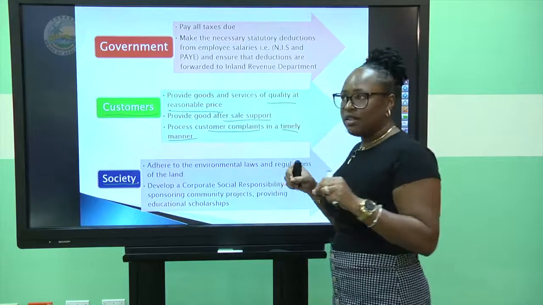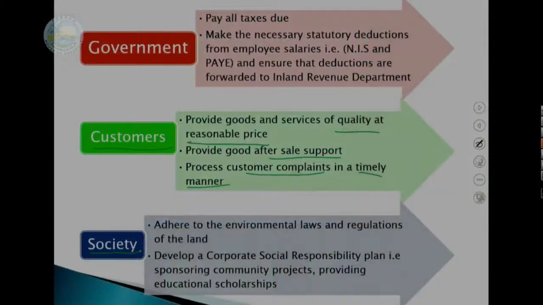In terms of society, it assists management to ensure that they understand the rules and regulations of the country and also to ensure that they follow them. All right. They develop a sense of corporate social responsibility, and they ensure that projects and different educational initiatives are done.